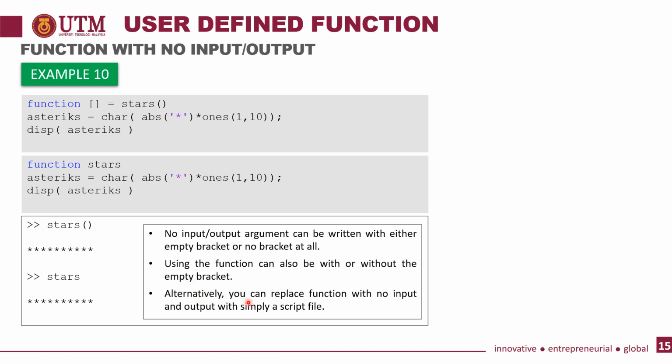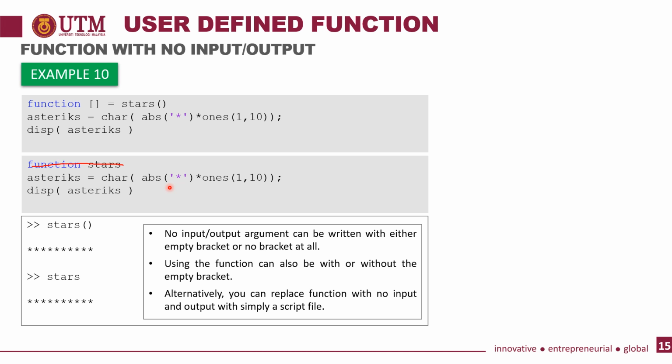So alternatively, you can replace a function with no input and output with simply a script file. If your function doesn't have any input and output, you can just replace it with a script file. You don't have to create a function, we call it stars. It is more complex than just creating a script file. In a script file, you don't have to put function stars, but you just name your script file as stars, right? So it will be easier for you.